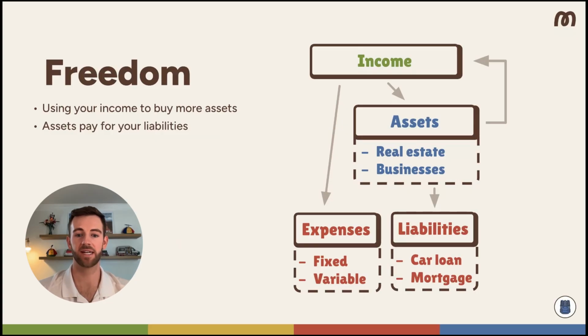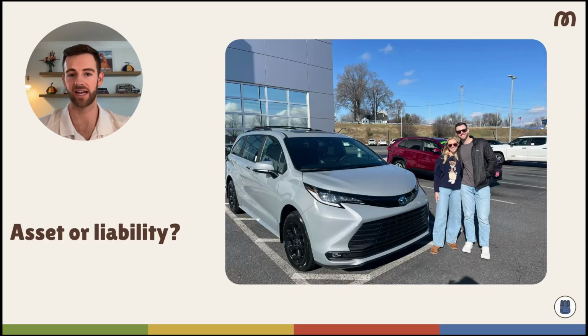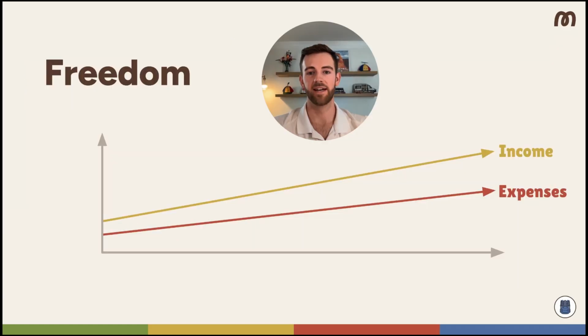Use your income to buy assets, let that cycle run, and then use your assets to buy your liabilities. We were fully aware that we were buying a liability when we bought the minivan, but because our assets paid for it, it wasn't reliant on our income. And this is a huge mindset shift. And this gets so powerful because it starts to compound.